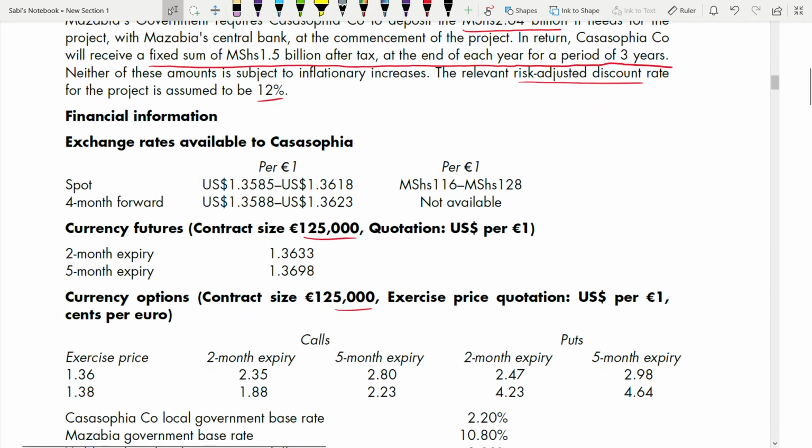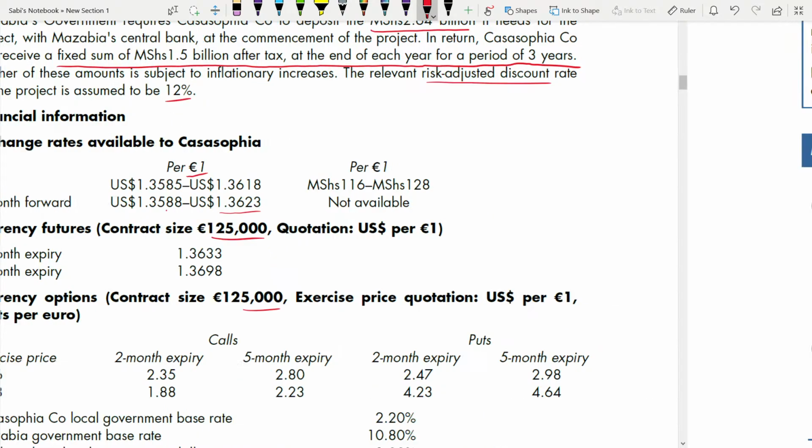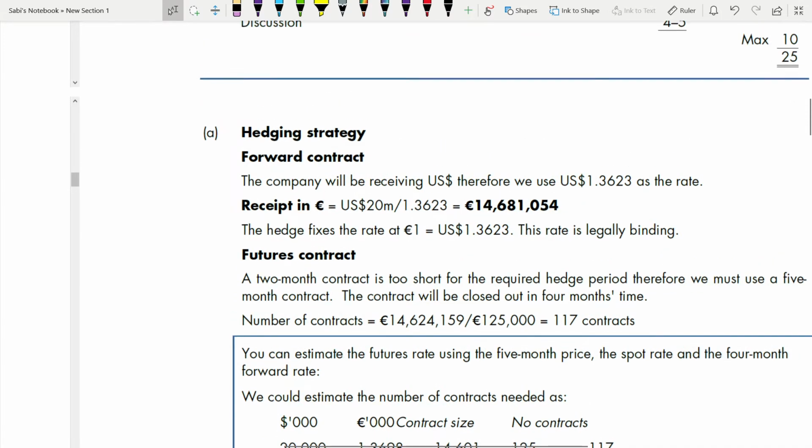So let's go to the forward, the 4-month forward. You have 1.3588 or 1.3623. You are going to receive US dollars, that means you have to sell dollars and buy euro. You have to buy euro, so at what rate? The bank is selling you a euro at the higher rate, 1.3623. Therefore, you will select 1.3623.